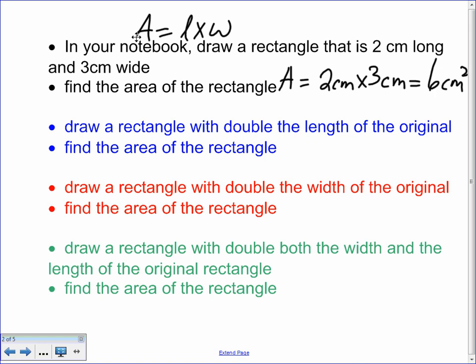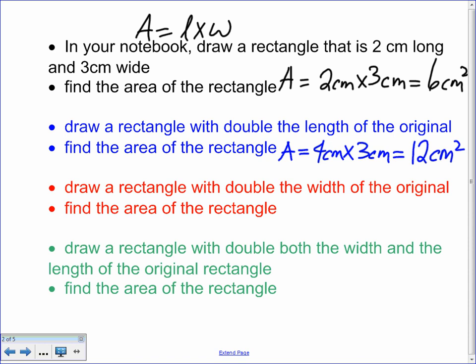Now draw a rectangle with double the length of the original, and we're going to find the area of the rectangle. You can pause while you draw. So you've drawn a rectangle that has double the length, 4 centimeters long and 3 centimeters wide. Again, the area will be 4 centimeters long times 3 centimeters wide. Our area will be 12 square centimeters.